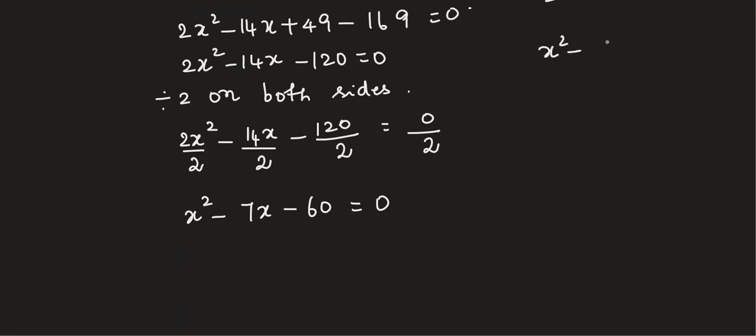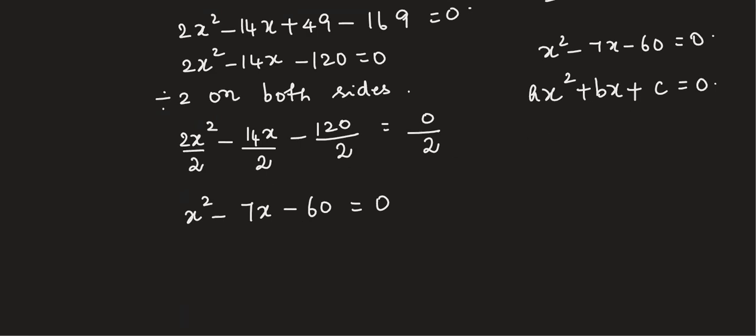So the equation which I have formed is x square minus 7x minus 60 is equal to 0. Now let's compare this one with the standard form, ax square plus bx plus c is equal to 0. Now we are going to do the splitting the middle term method and get the values for x.